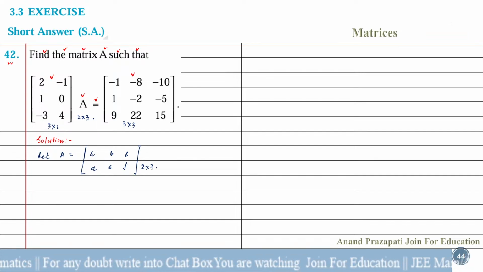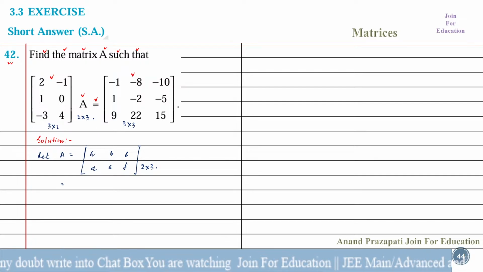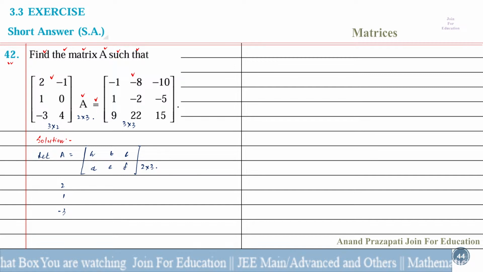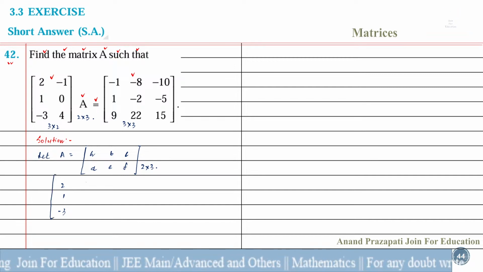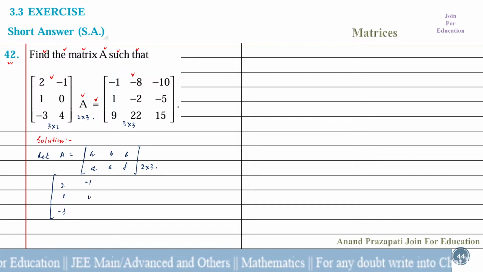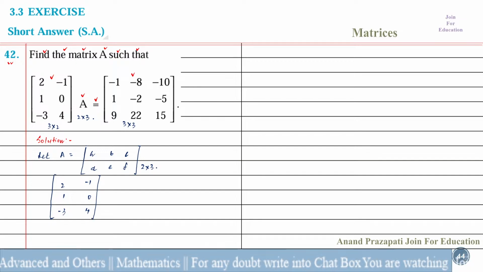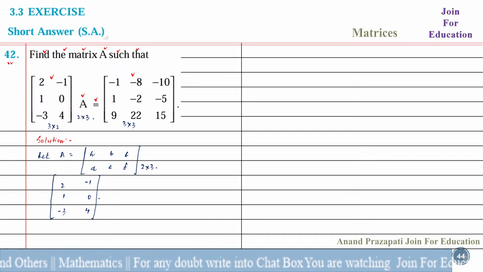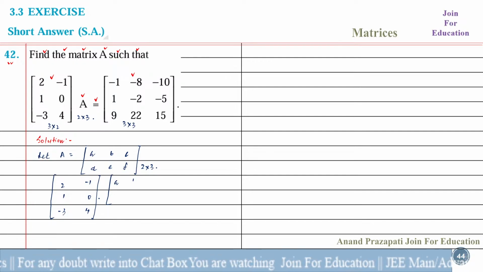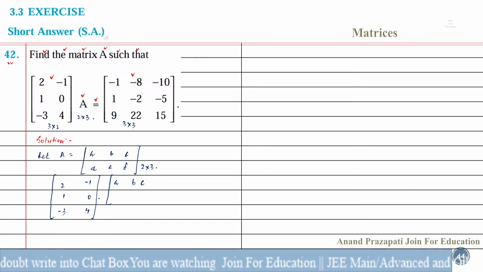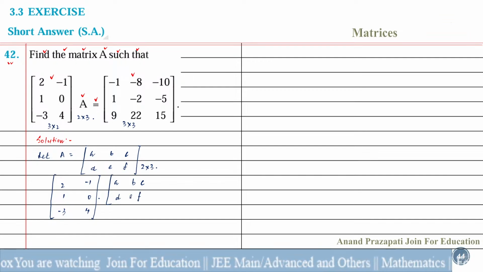Now multiply [2, 1, minus 3; minus 1, 0, 4] by [a, b, c; d, e, f].